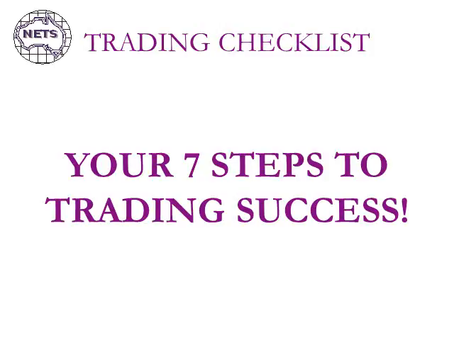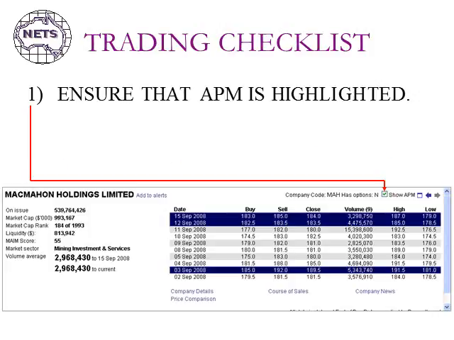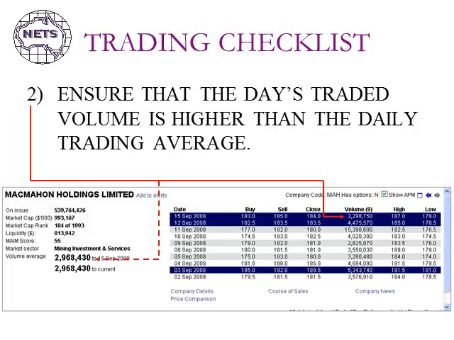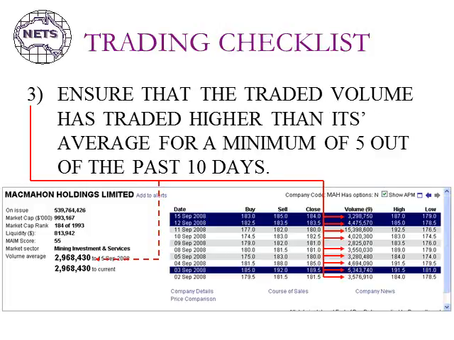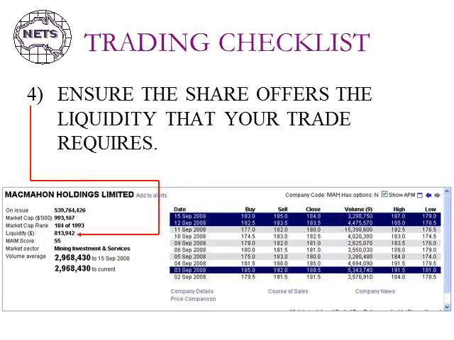Your 7 steps to trading success using the NETS software program. Step 1. Ensure that APM is highlighted. Step 2. Ensure that the day's traded volume is higher than the daily trading average. Step 3. Ensure that the traded volume has traded higher than its average for a minimum of 5 out of the past 10 days.